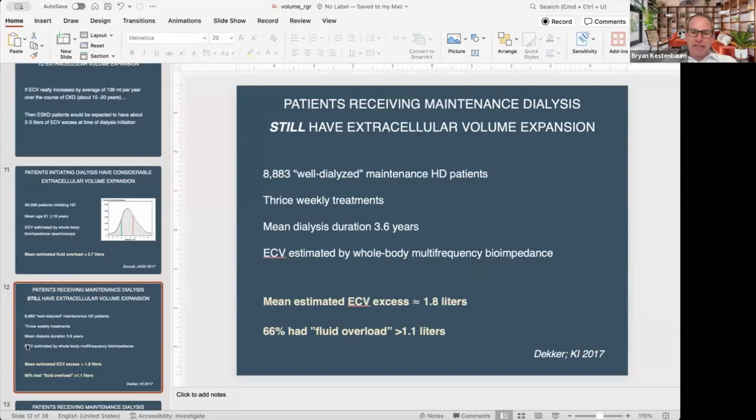So in other studies, this is the largest cohort of maintenance dialysis patients. This is 8,800 dialysis patients across Europe. They'd been on dialysis for an average of 3.5 years. And again, they estimated extracellular volume by bioimpedance, and they're still very volume overloaded. This is post-dialysis extracellular volume, and they're 1.8 liters up still. And 66% had fluid overload of more than 1.1 liters. So not only does extracellular volume continue to expand over the course of CKD, but intermittent dialysis treatments do not adequately remove it.